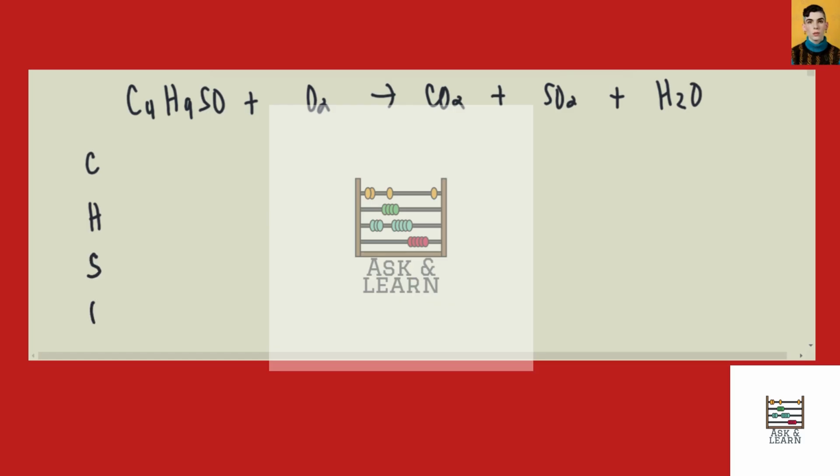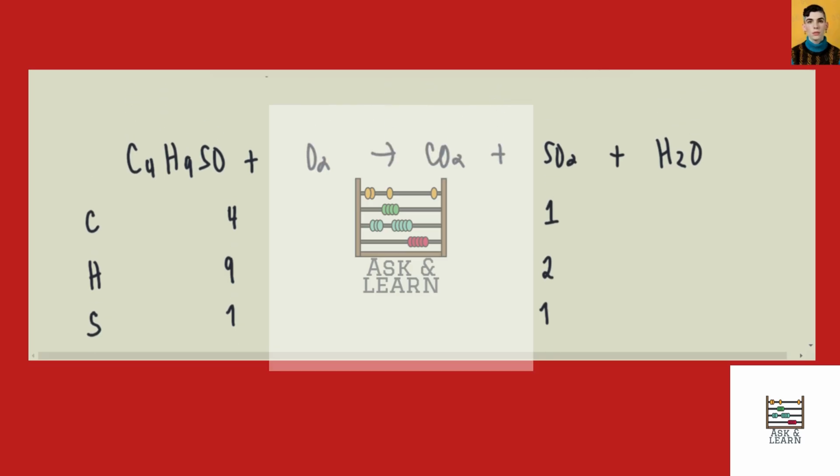So first, let's count the number of C, H, S, and O on the two sides of the equation. On the left side, we have 4 for carbon and 1 on the right side. For hydrogen, we have 9 on the left side and 2 on the right side. For sulfur, we have 1 on both sides, and for oxygen, we have 3 on the left side and 5 on the right side. To balance the number of carbon, we need to put 4 as the coefficient of CO2.